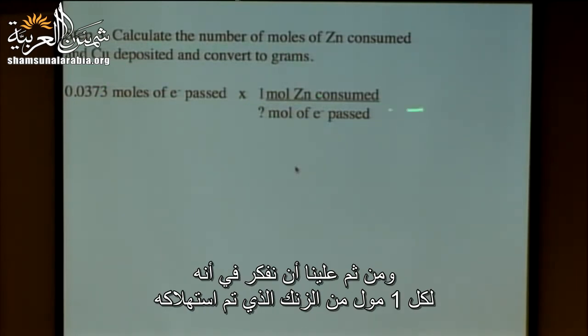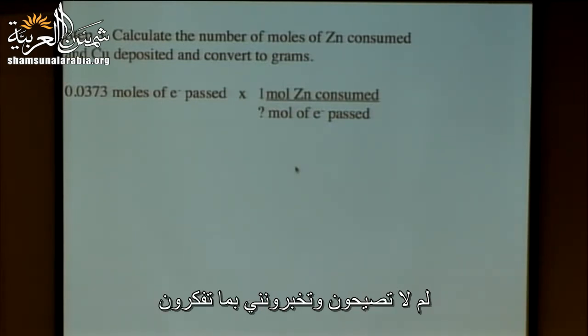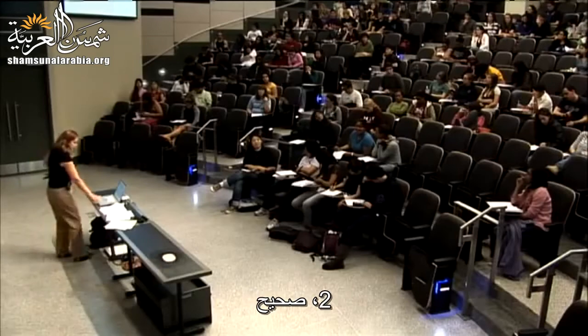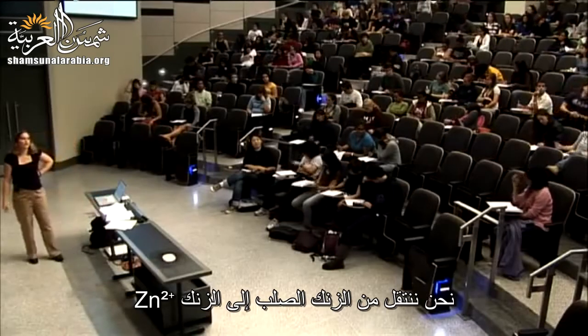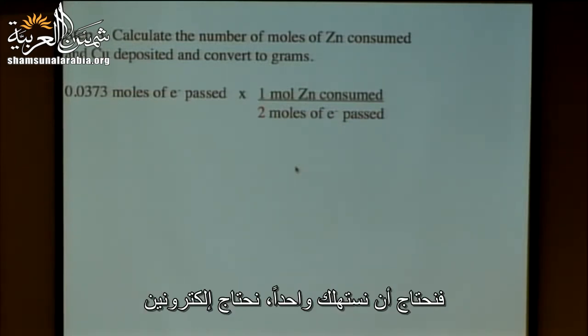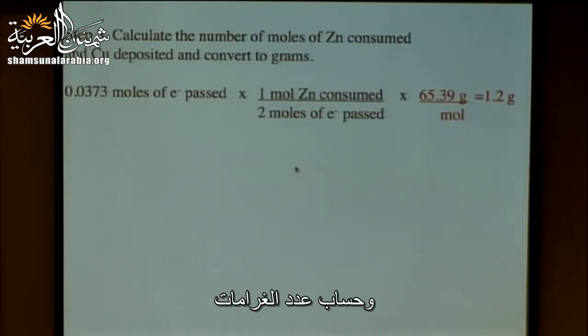Then we have to think about for every 1 mole of zinc that was consumed, how many moles of electrons went through the system. Why don't you yell out and tell me what you think that is. What do you think? 2. Right. We're going from zinc solid to zinc plus 2, so to consume one, we need two electrons. Then we can look up the atomic weight of zinc and calculate the number of grams.